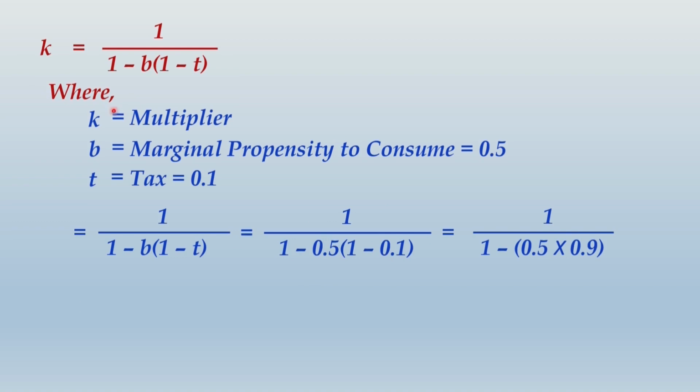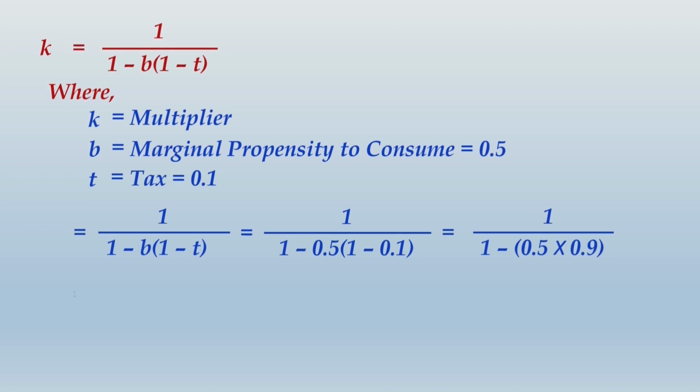Obviously, because 1 minus t is within brackets, first you have to solve this. So 1 minus t will be 1 minus 0.1. You should not forget that this small t is a tax rate. So 0.1 indicates 10%. So 1 minus 0.1 will give you 0.9. 0.9 should first be multiplied by 0.5, and that will give you 0.5 into 0.9, that will be 0.45.